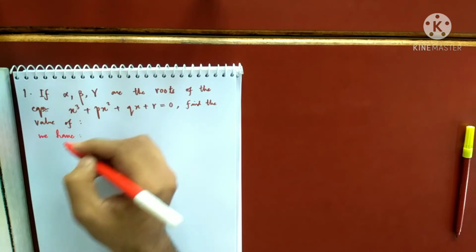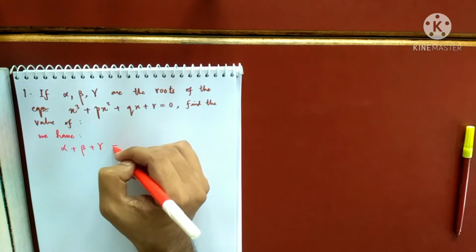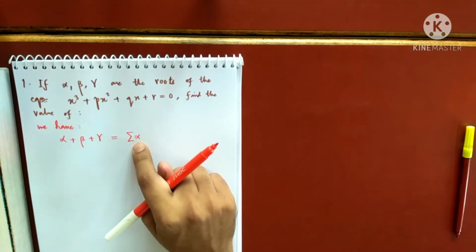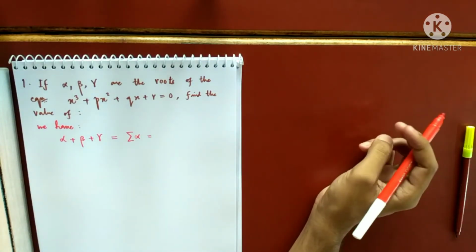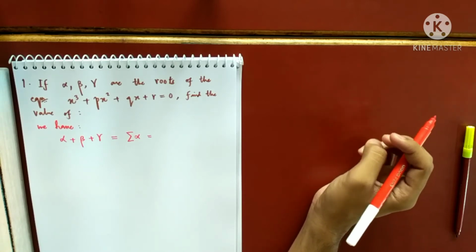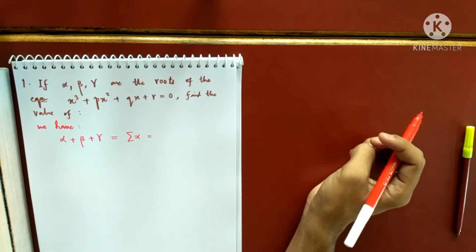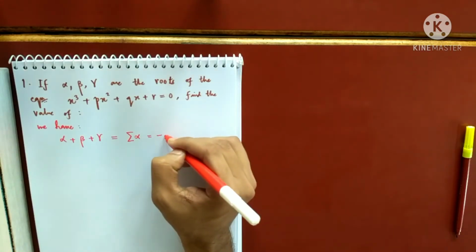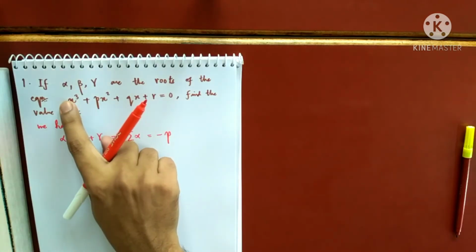what we know is alpha plus beta plus gamma, which can actually be written as summation alpha. So what does summation alpha represent? It means all possible combinations. That means alpha plus beta plus gamma. Can anybody tell me what is summation alpha? By the relation between roots and coefficients, it is minus p. I have already done the relation between roots and coefficients. It is minus of the coefficient of x square by the coefficient of x cube.